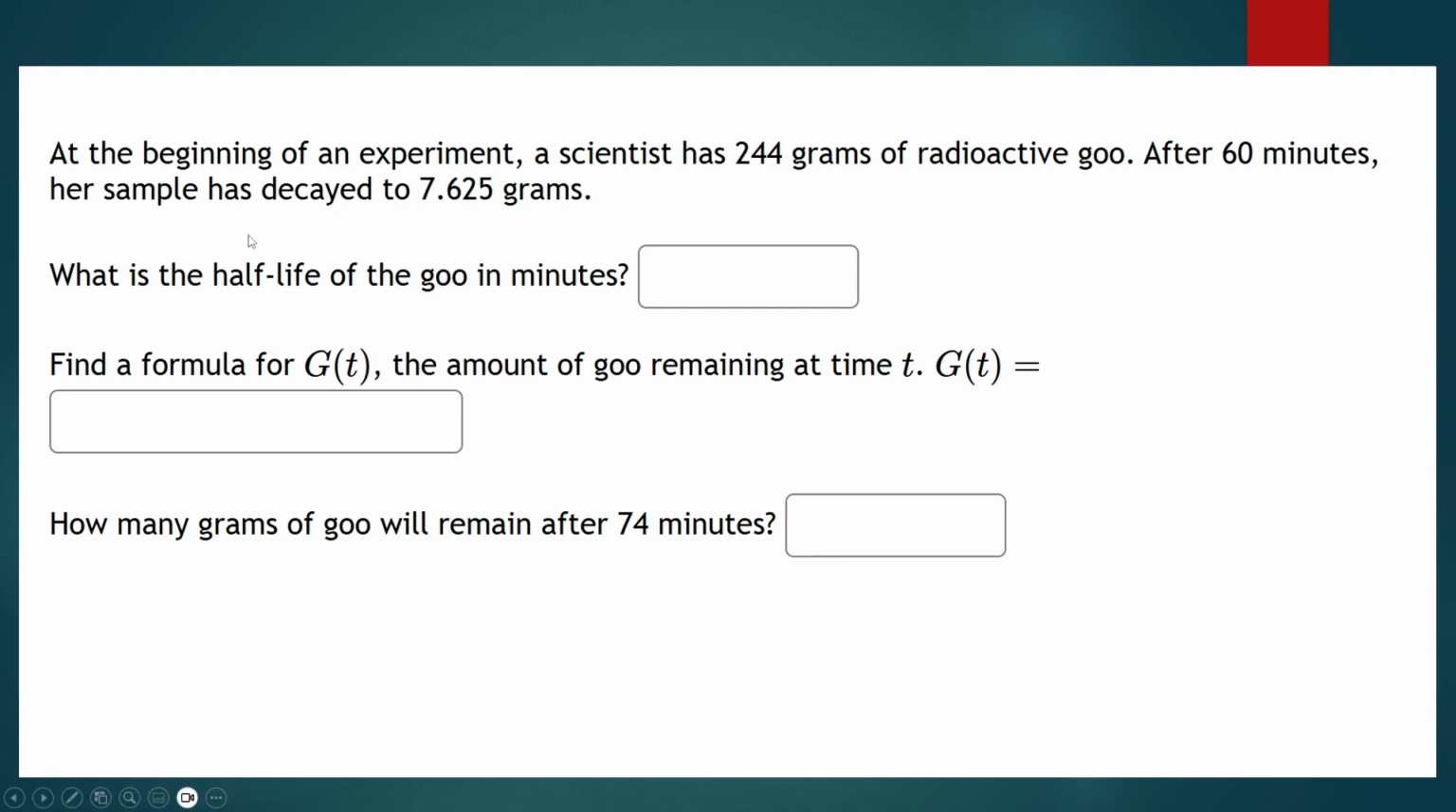Well, to solve for half-life, we're going to have to first get our A value, 244, multiply that times e to the power of 1 over x, where x is going to be our half-life, times the natural log of 1/2 times 60, which is our time passed, and we know that this has to equal 7.625 grams.